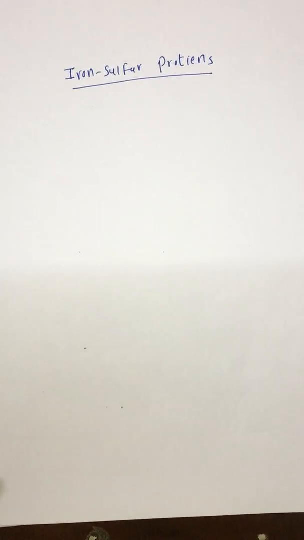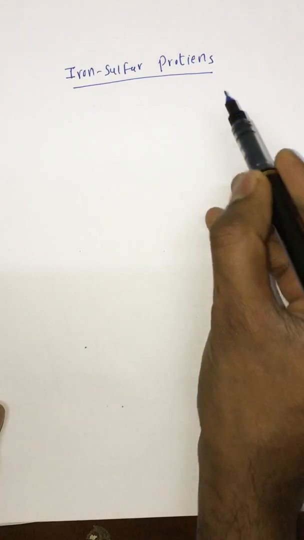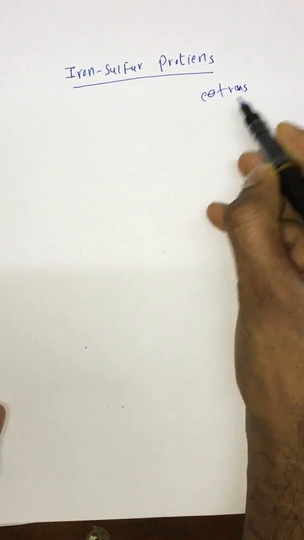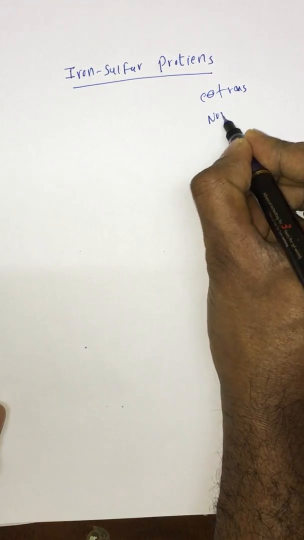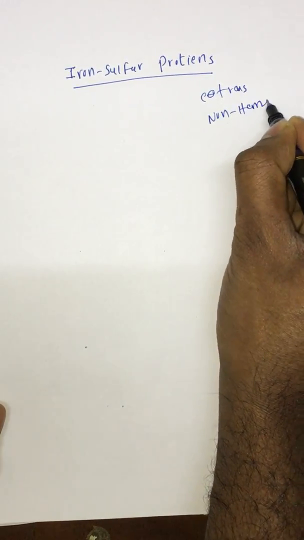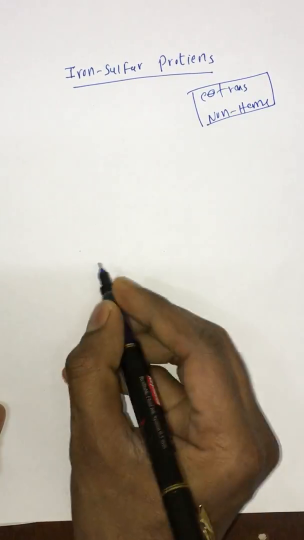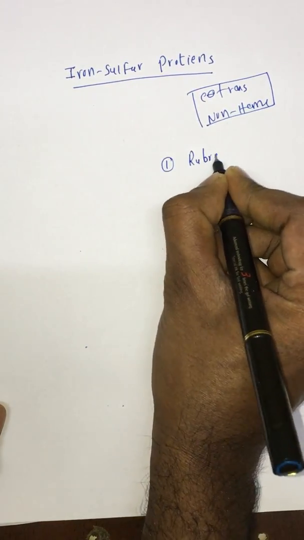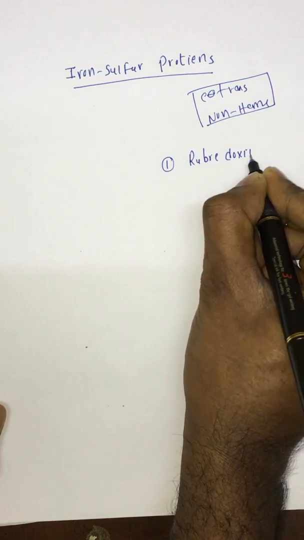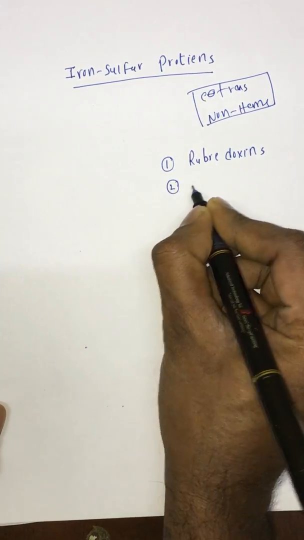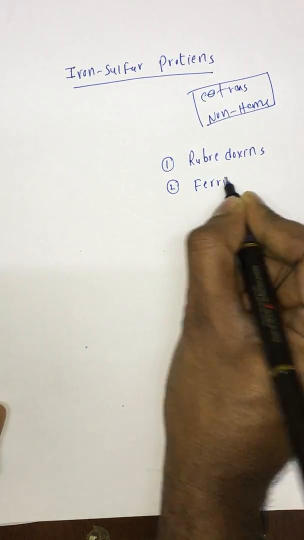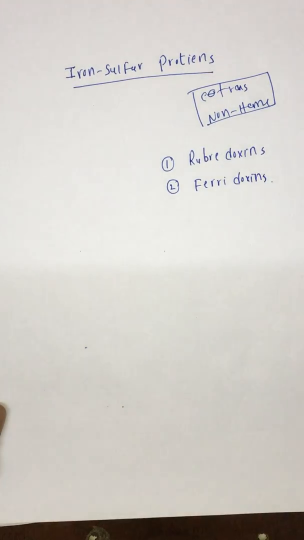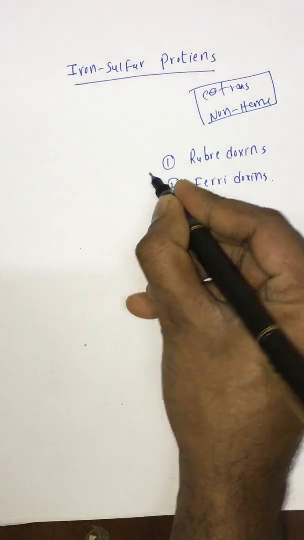Today we are going to talk about the iron sulfur proteins. These are useful in electron transfer, and these are non-heme proteins. There are two different types of iron sulfur protein. The first one is ferredoxins. So first we'll go for the ferredoxins.